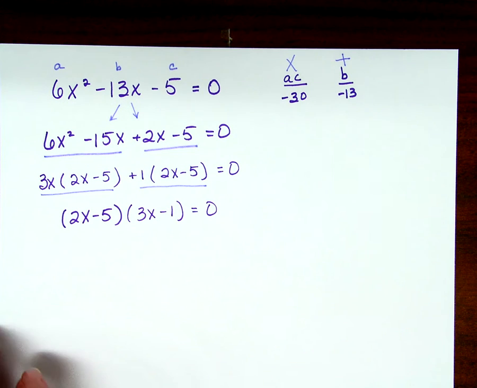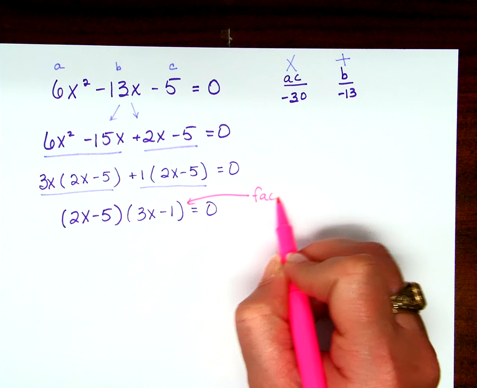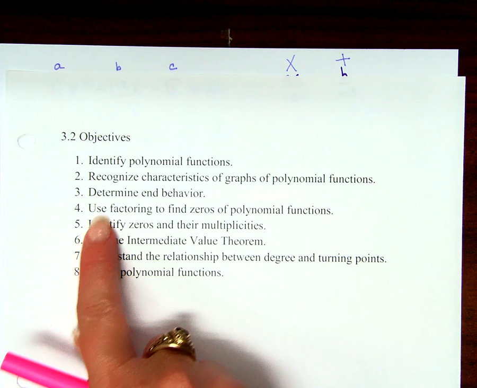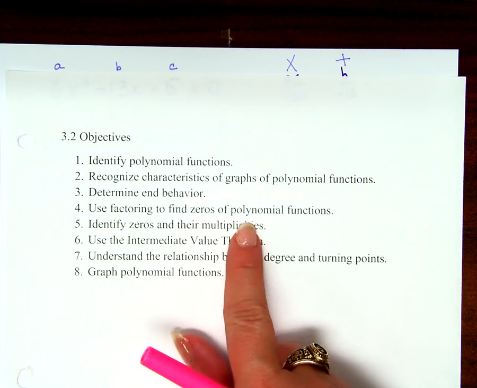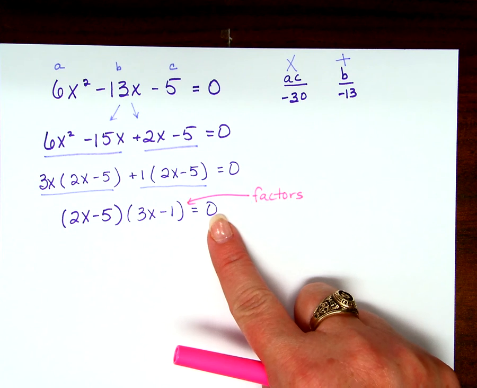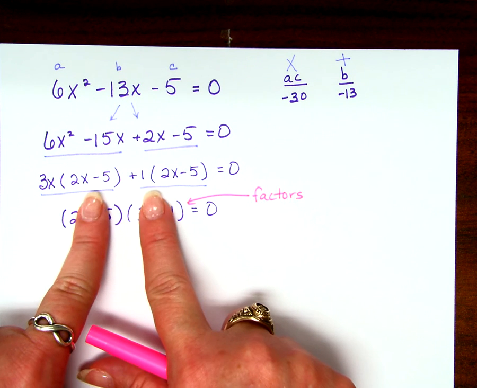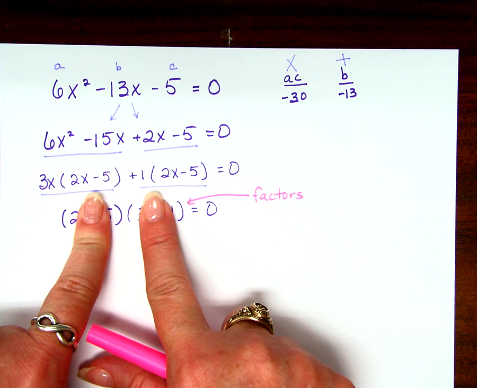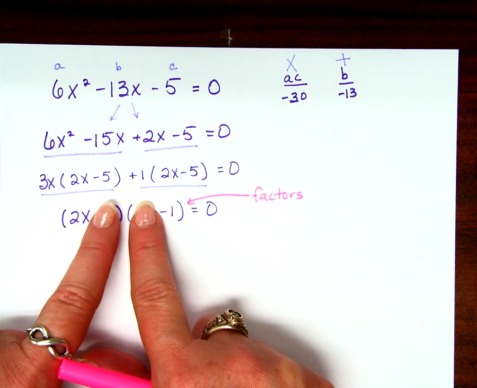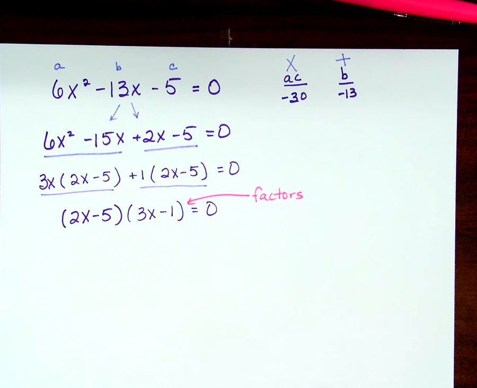So here was what I was talking about a minute ago. These two things right here, I'll call the factors. But notice what our objective is: use factoring to find the zeros of the polynomial functions. Remember from the very beginning, this equation is equal to zero. And if I have two numbers that multiply together to give me an answer of zero, what has to be true of at least one of these? It has to equal zero, doesn't it? That's the only way you can multiply two numbers together and get a zero, if one of them is a zero. Well, I don't know which one it is, do you?